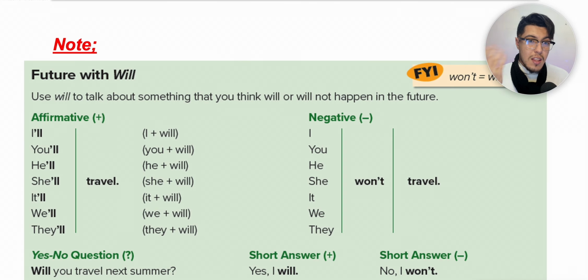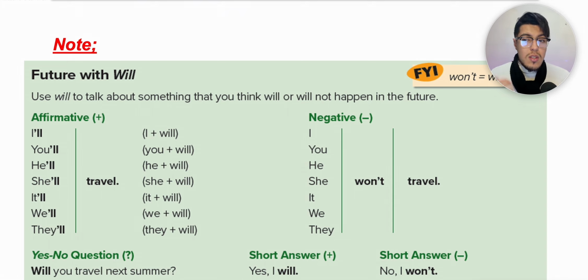We said in the previous lessons that we have two types of the future, the near future and the far future. For the near future, we use be plus going to plus the verb. For the far future, we said that we use will plus the verb, and this is what we are going to see in that lesson.